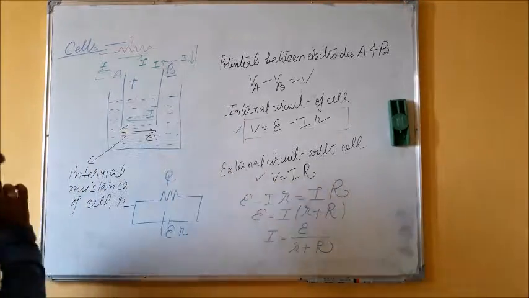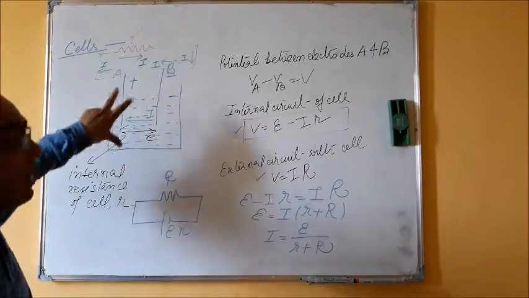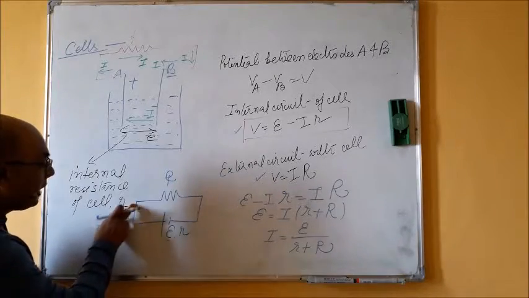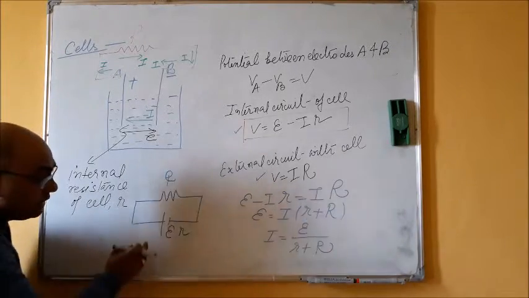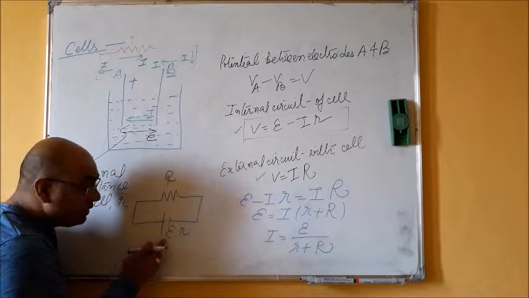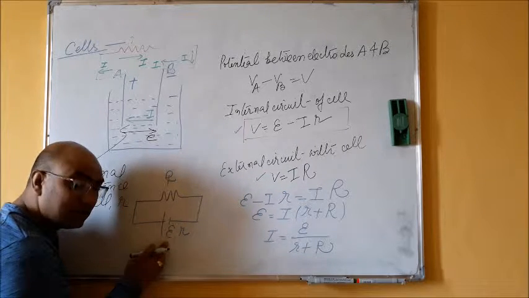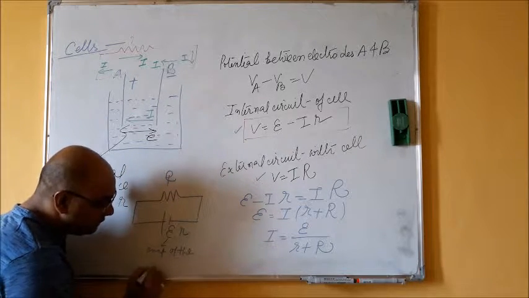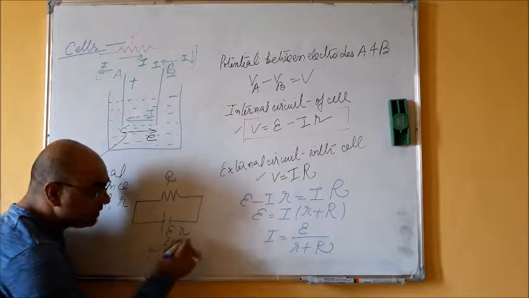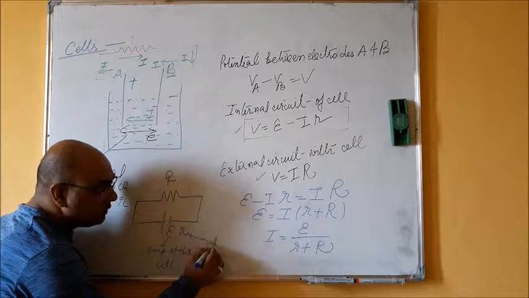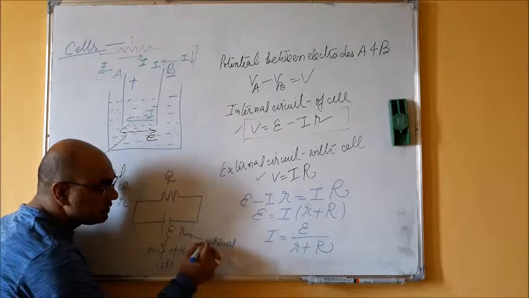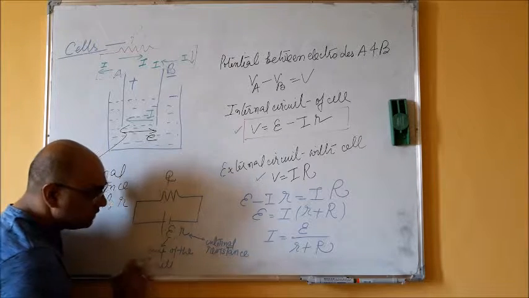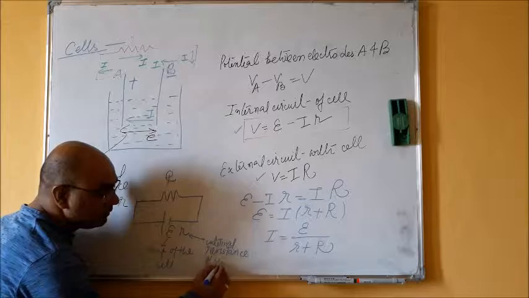This whole circuit, which has one cell connected to the external resistance R, can simply be denoted by this simple arrangement, in which there is a cell with internal resistance r and the EMF of the cell, the electromotive force of the cell. This r is called the internal resistance of the cell. So this is the EMF of the cell, and this is the internal resistance of the cell.